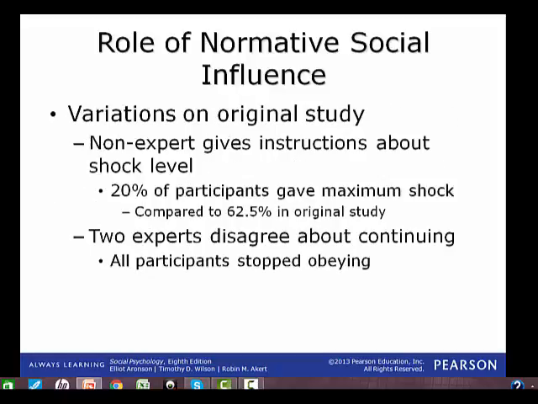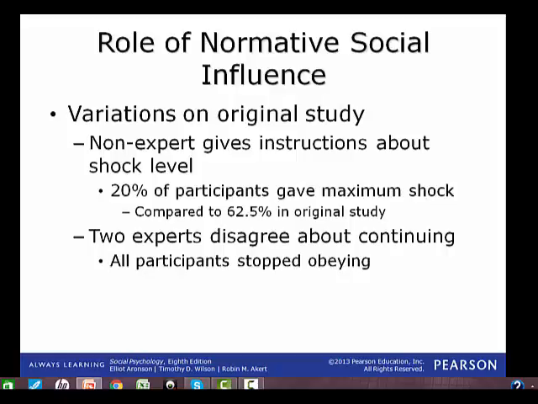It says variations on the original study. If a non-expert gave the instructions, people didn't shock as much. So if we had maybe someone who came in and said, well, I'm just an undergrad student, but they told me to tell you to do this, people were not as likely to conform. Because it wasn't an expert, they said, well, you don't know what you're doing, I'm not going to do this, right? Also, if two experts disagreed about continuing, all the participants stopped. In this situation, you have an expert ally. So you have one of the experts saying that they don't think this is right. Almost everyone would say, no, I'm not going to do this anymore if you had an ally who was an expert.